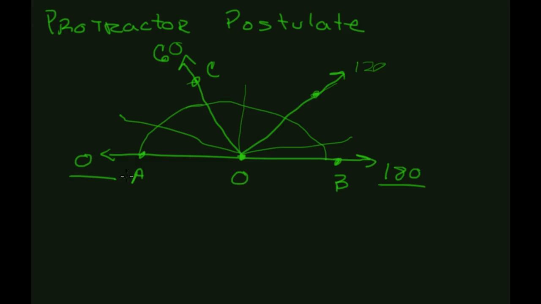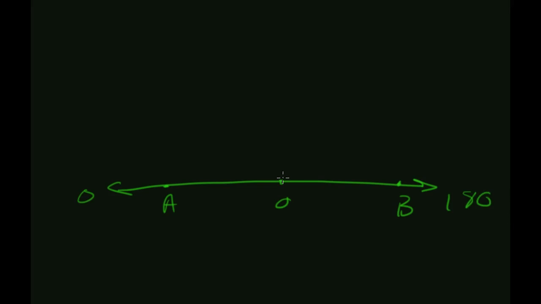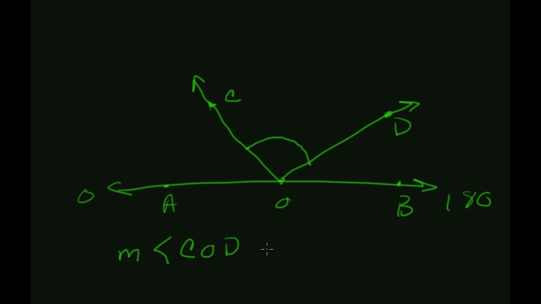Okay, so how do I measure an angle? Let's say I have my protractor. So I have my point A, I have my point O, I have my point B, and this one's pointing to 0, and this one's pointing to 180, and I come across an angle. So this is point C, and here is point D, and now I want to find the measure of angle COD. Okay, so what I do is I look at the number that OC is pointing to. So let's say it's pointing to X.